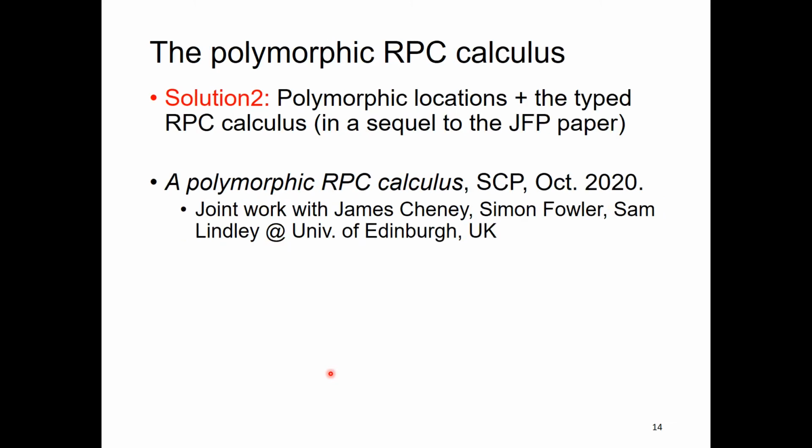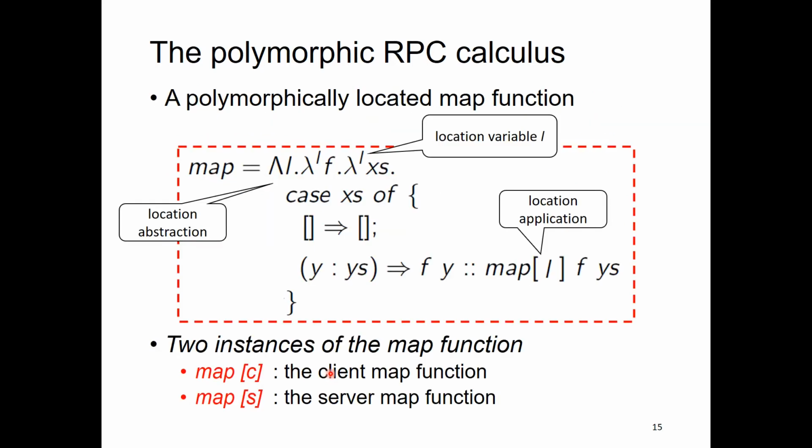A solution is to introduce polymorphic locations to the typed RPC calculus. It is proposed by a sequel research to the JFP paper about a polymorphic RPC calculus. This is joint work with James Cheney, Simon Fowler, and Sam Lindley. In the polymorphic RPC calculus, you can write a polymorphically located function with location abstraction over a location variable and location application as you see in the slide. Then you have only to apply it to the client location to get a client map function. You can also apply it to the server location to get a server map function.